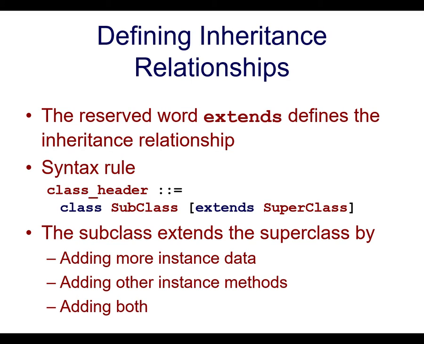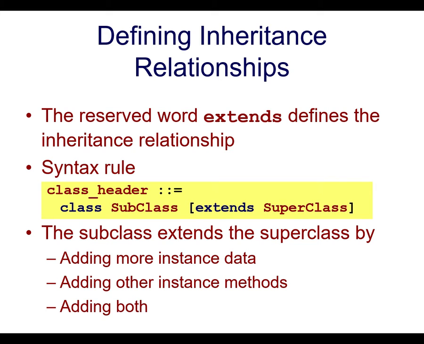Now let's examine the Java syntax that is required to define inheritance relationships. The verb that the Java designers chose to express the inheritance relationship is the reserved word extends. The syntax rule for the class header is the following. The reserved word class, followed by the name of the subclass, followed by the reserved word extends, followed by the name of the superclass. In this notation, the reserved words, which are terminal symbols, are shown in blue. Red is used for non-terminals, in this case placeholders for the actual class names. In black are meta symbols.